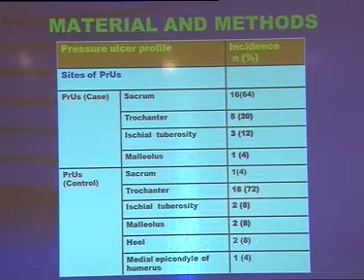Majority of the pressure ulcer cases, 64%, were present on the sacrum, followed by the trochanter, but majority of the controls were on the trochanter, that is 72%.